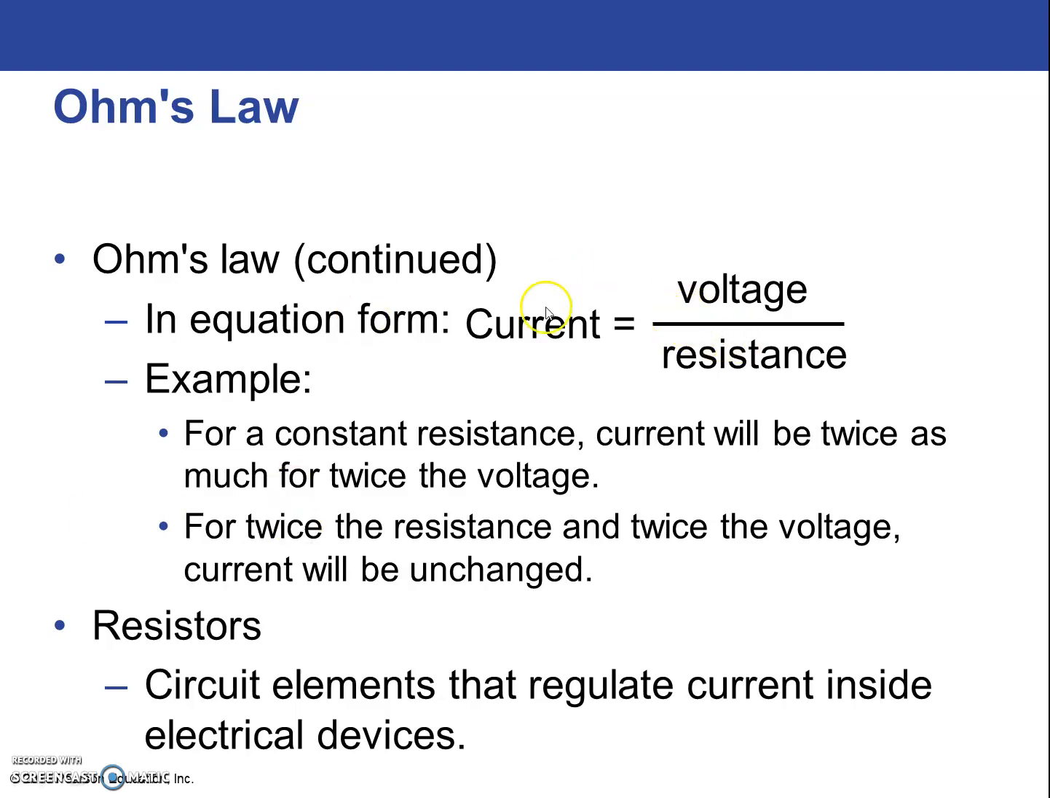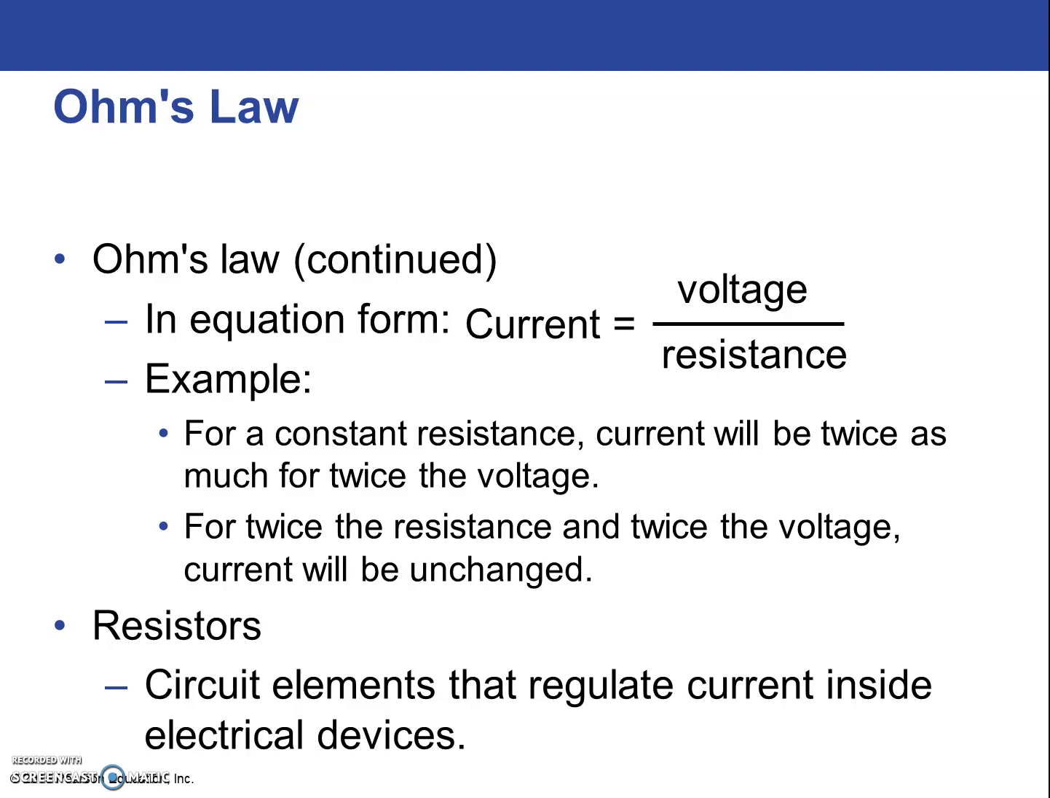Now, this isn't the usual way that Ohm's law is written out. It's written out this way pretty much for the same reason that your book introduced Newton's law as acceleration equals force over mass, as opposed to force equals mass times acceleration.